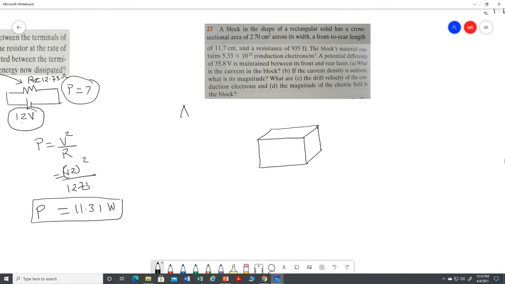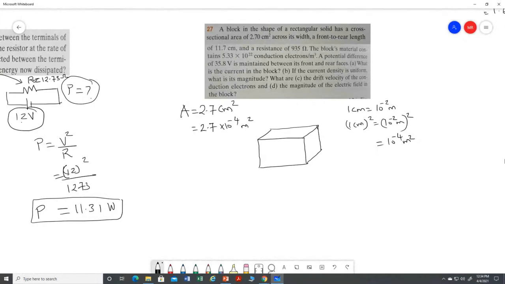This rectangular block has an area of 2.7 centimeter square. Could you please convert this centimeter square to meter square? Because 1 centimeter is equal to 10 to the power of minus 2 meter. Therefore, 1 centimeter the whole square is equal to 10 to the power of minus 2 meter the whole square. So the answer is 10 to the power of minus 4 meter square. So converting, you get 2.7 multiplied by 10 to the power of minus 4 meter square.